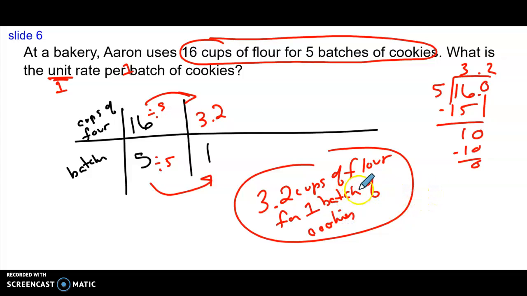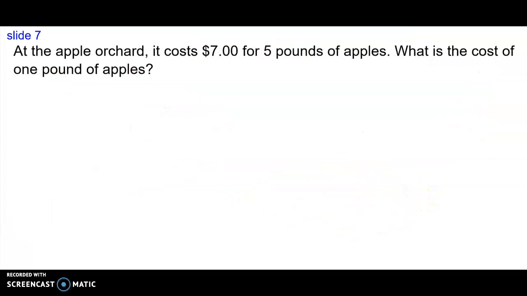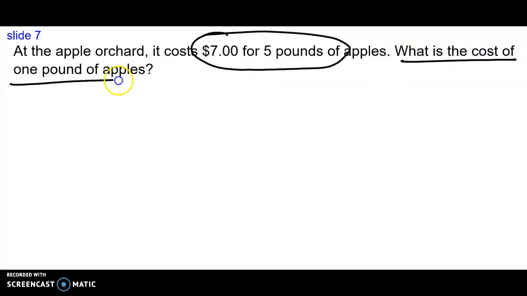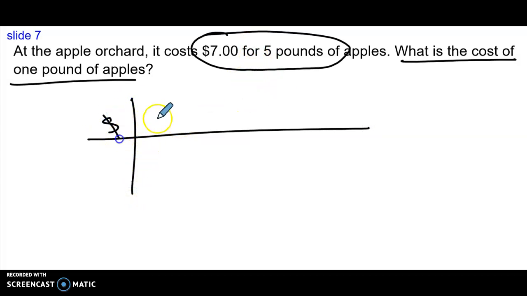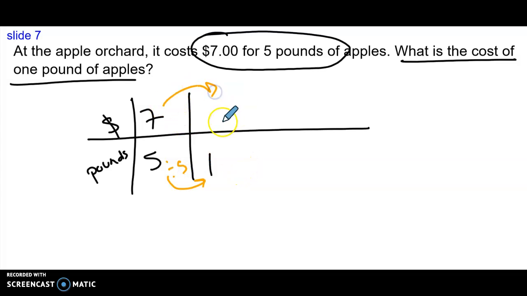All right, let's do slide number 7. At the apple orchard, it costs $7 for 5 pounds of apples. What is the cost of 1 pound of apples? I know my rate. I have $7 for 5 pounds of apples. I want to know 1 pound. What am I going to do? What are you going to do to 5 to get 1? I'm going to divide by 5. So what are you going to do to 7? Divide by 5. So 7 divided by 5 gives me 1.